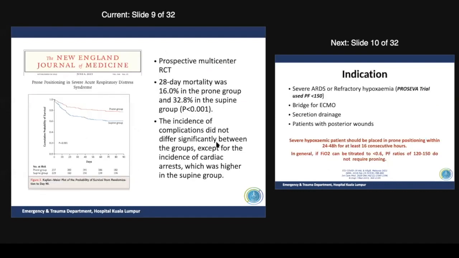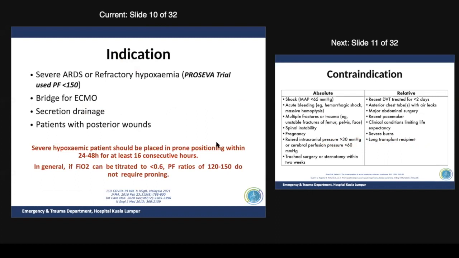Okay, kenapa kita perlu prone, kita dah cakap, but what is the indication untuk buat proning? So these are a few indications. The first one is in severe ARDS. Okay, in the PROSEVA trial, they use the PF ratio less than 150. However, kalau you notice yang bawah ni, tulisan warna merah, this one I got from the Singapore ICU guideline. So basically, because we have kekangan daripada segi staff, jadi tak semua orang dengan PF ratio 150 and below kita akan prone.